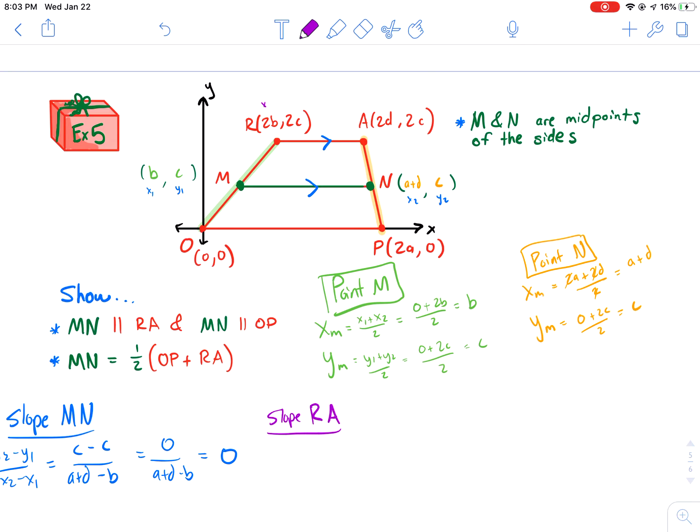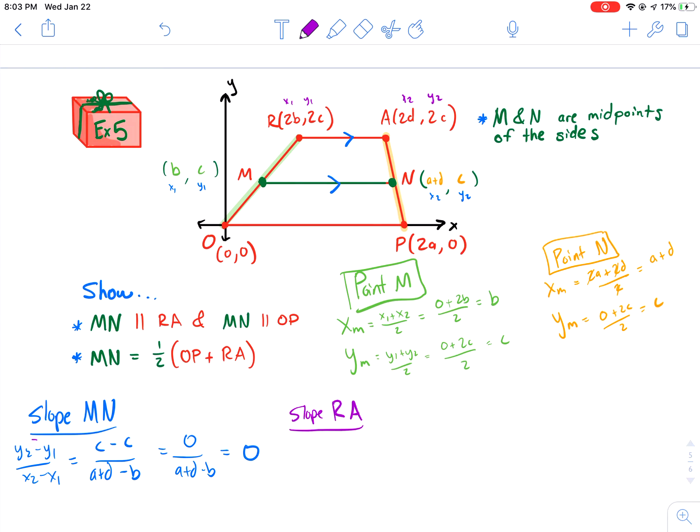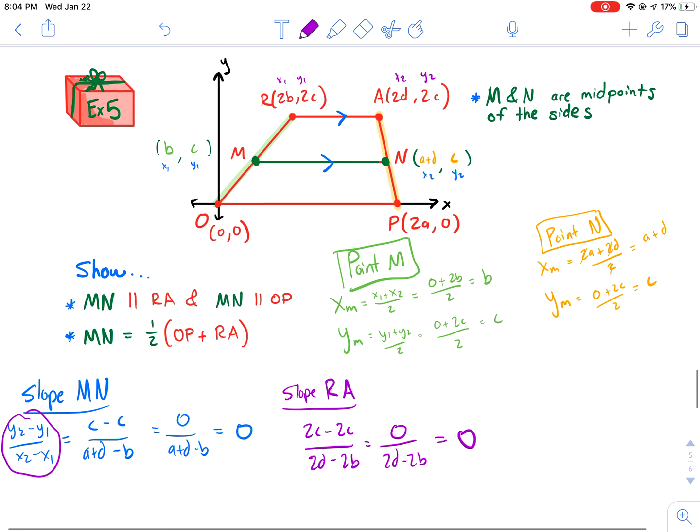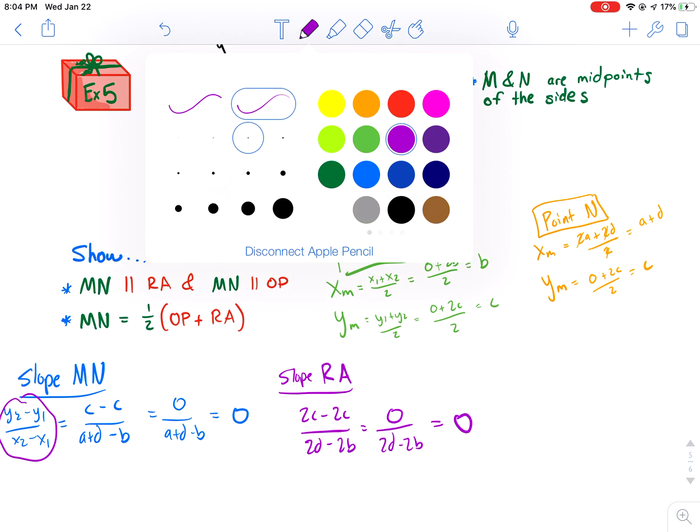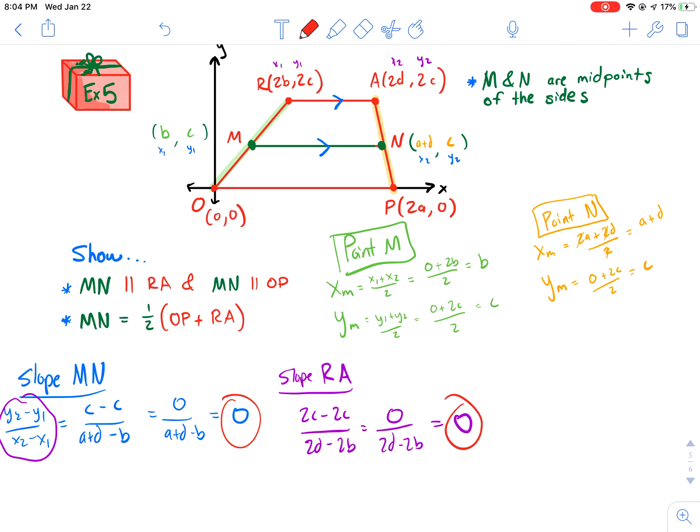Again, I need to label x1, y1, x2, y2. You can refer to the slope formula if you want. I'm not going to write it down again. So y2, 2c, minus y1, 2c, over x2, 2d, minus x1, 2b. 2c minus 2c is 0. In the bottom, we get 2d minus 2b. It doesn't even really matter what we got in the bottom because that is just 0. Now, 0 is parallel to 0 because it is the same slope, so those are parallel. So here we have check. MN is parallel to RA.